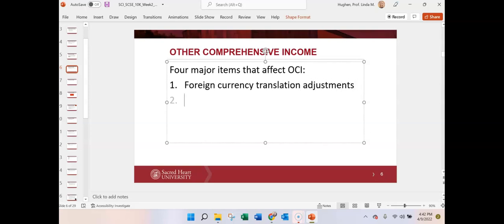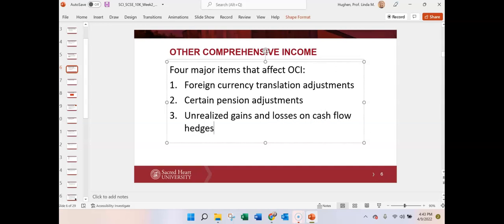We're not going to go into detail on any of these 4 items. We would probably need about a solid week or 2 weeks to discuss the accounting treatment that causes the need to have other comprehensive income in each of these 4 items. So we're just going to see them and know that these are the 4 main items that affect other comprehensive income. Foreign currency translation adjustments, certain pension adjustments, unrealized gains and losses on cash flow hedges, and then finally, unrealized gains and losses on available for sale debt investments.